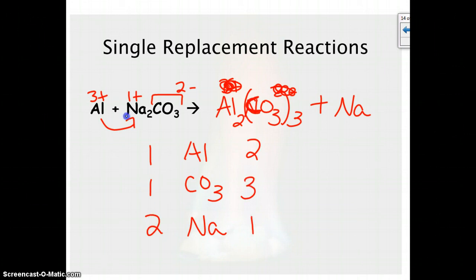So we're going to need to put a 3 over here. It's going to give us 6 Nas and 3 CO3s. Put a 2 there to give us 2 Als, and then we'll put a 6 in front of the Na over here. That'll get us all balanced out.